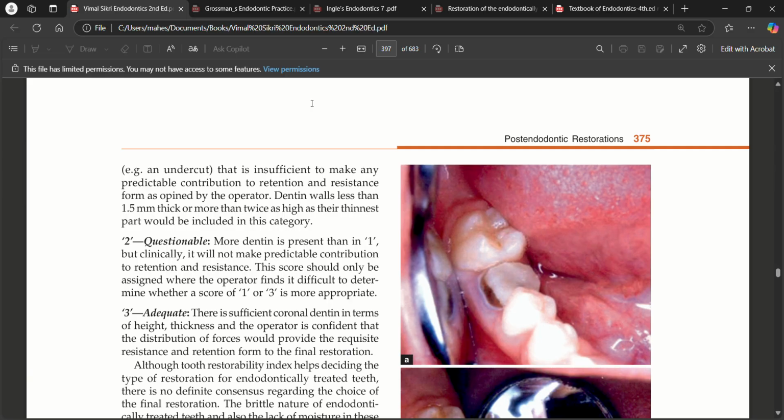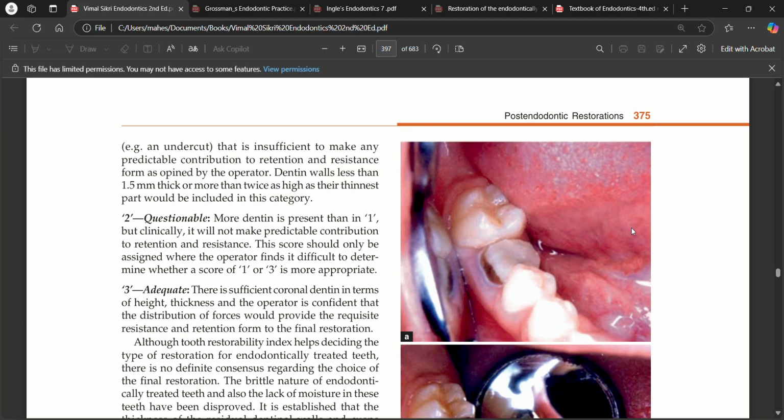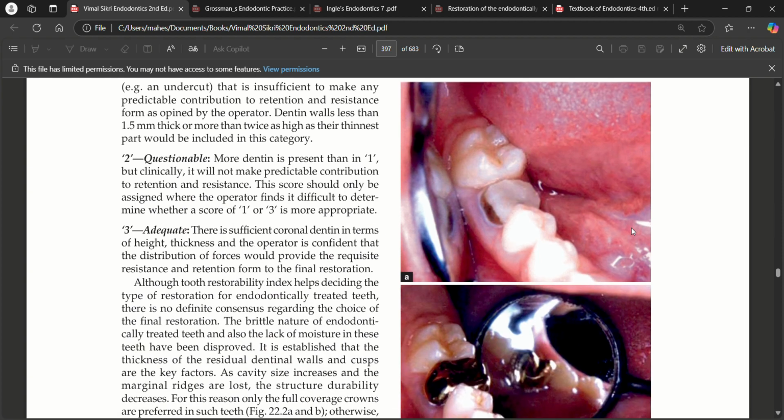Questionable: more dentin is present than in 1, but clinically it will not make a predictable contribution to retention and resistance. This score should only be assigned where the operator finds it difficult to determine whether score 1 or 3 is more appropriate. Then 3 is adequate. There is sufficient coronal dentin in terms of height and thickness, and the operator should be confident that the distribution of forces would provide the requisite resistance and retention form to the final restoration.